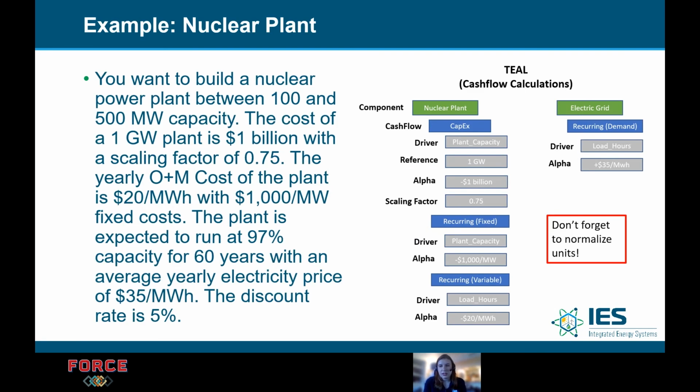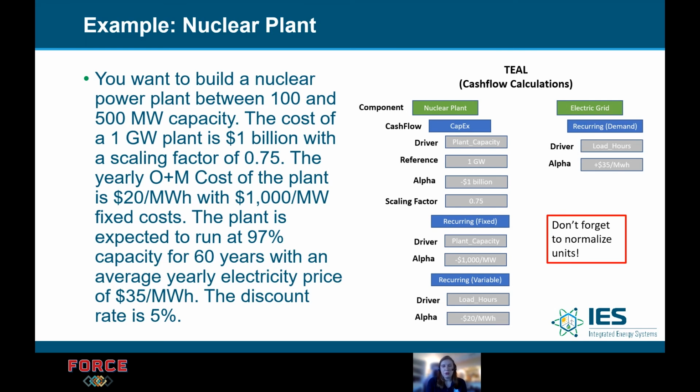So the first example I have is just a single point calculation. So if you wanted to build a nuclear plant at just 500 megawatts capacity, and you know the cost of a 1 gigawatt plant and a scaling factor, and you know the fixed costs and the variable costs, and you know the capacity and the number of years. And then we're going to just set an average yearly electricity price of $35 per megawatt hour because, like I said, this isn't time dependent. And then we're going to have a rate of 5%. So you want to make sure that you normalize your units.